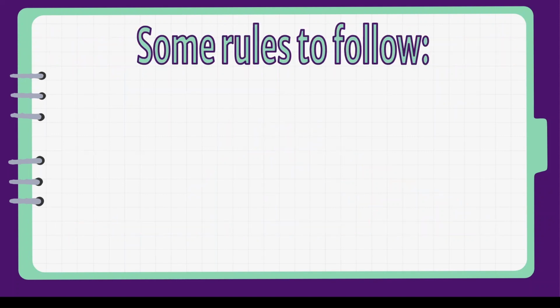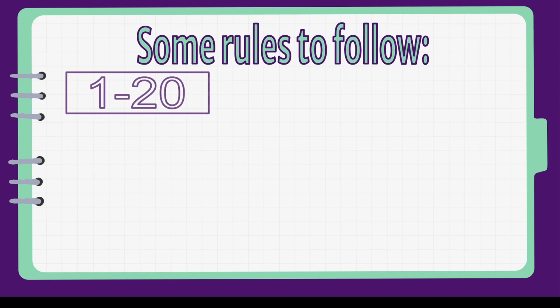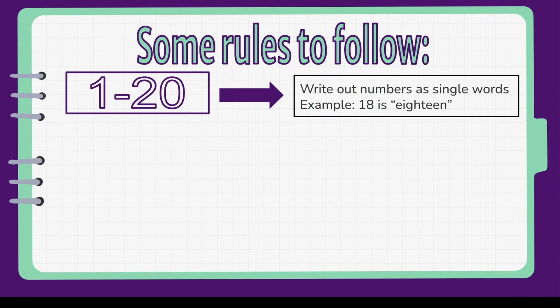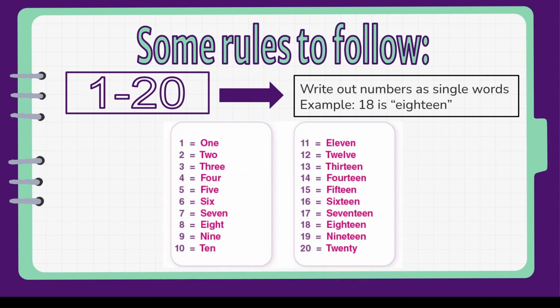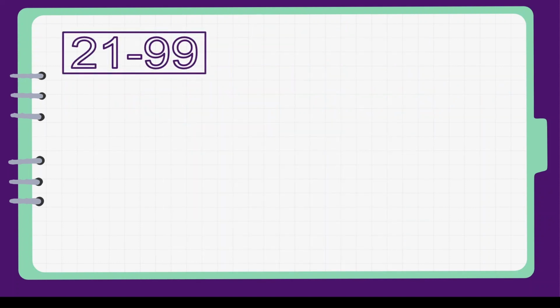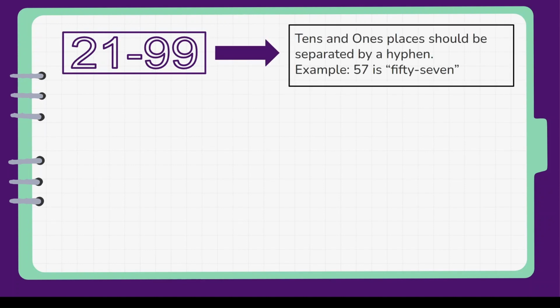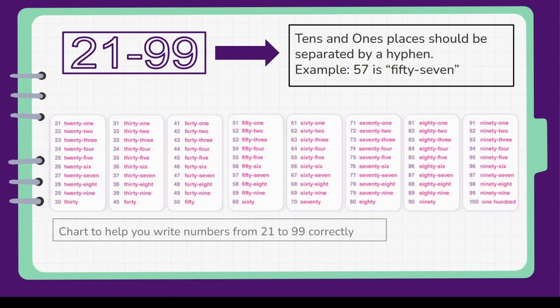However, there are some rules to follow when writing numbers in word form. From numbers 1 to 20, write numbers as single words. Example, 18 is written eighteen. Here is a chart to help you write your numbers from 1 to 20. For numbers 21 to 99, tens and ones places should be separated by a hyphen. Example, 57 is fifty-seven. And here is another chart to help you write numbers from 21 to 99 correctly.